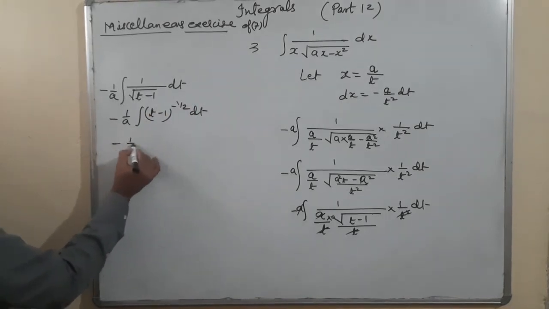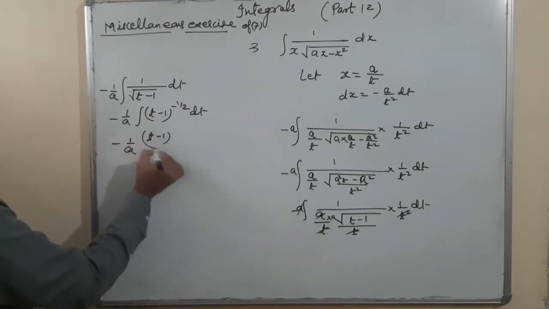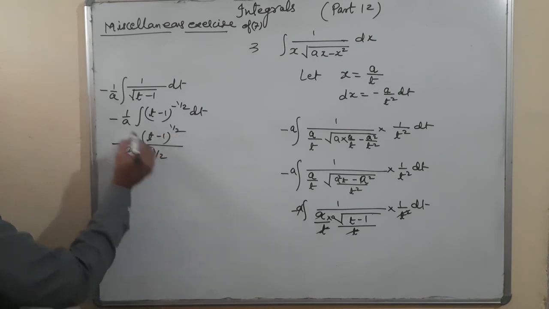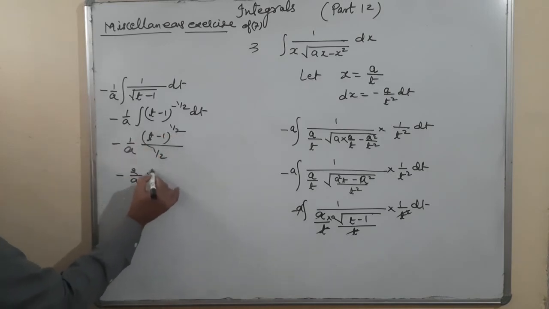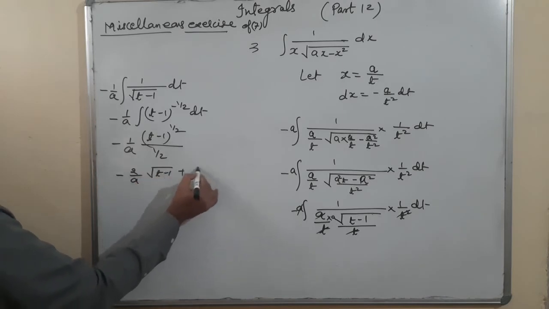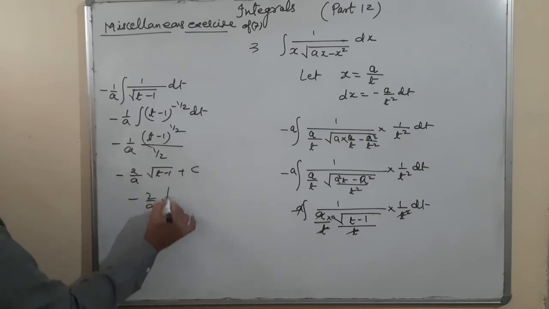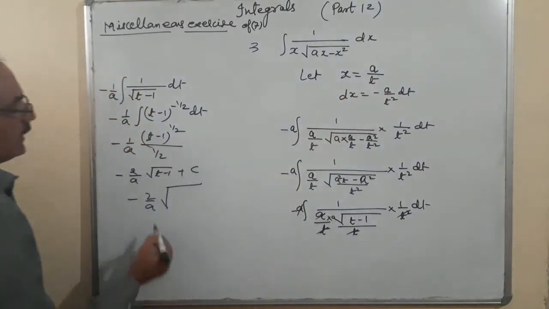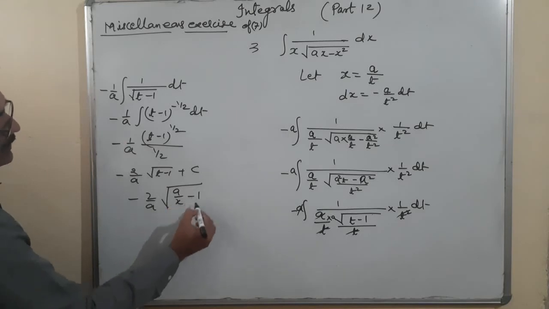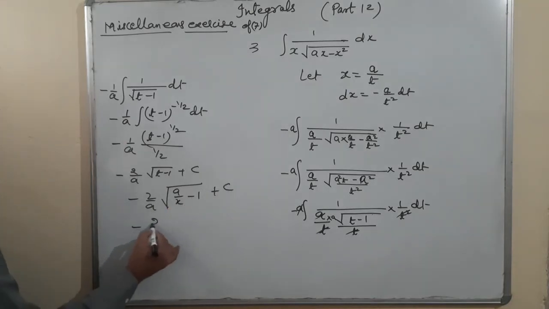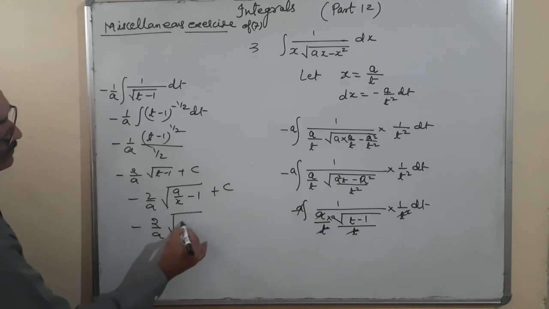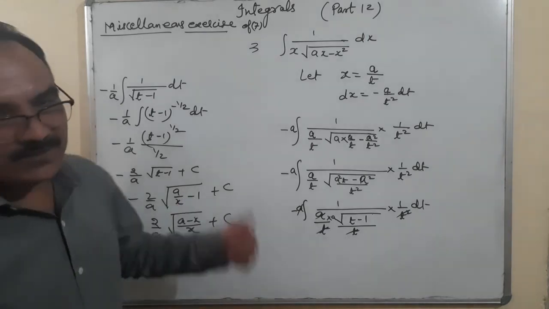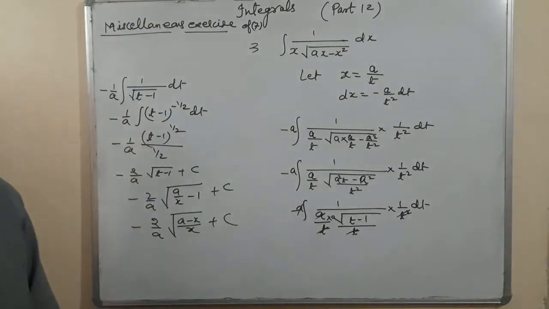Direct integration: t minus 1 to the power minus 1 by 2 plus 1, 1 by 2 upon 1 by 2. So minus 2 upon a under root t minus 1 plus c. What is the t which we have taken? I have taken t as a upon x. So a upon x minus 1 plus c. Minus 2 upon a under root a minus x upon x plus c. Okay, so this is the answer of this question.